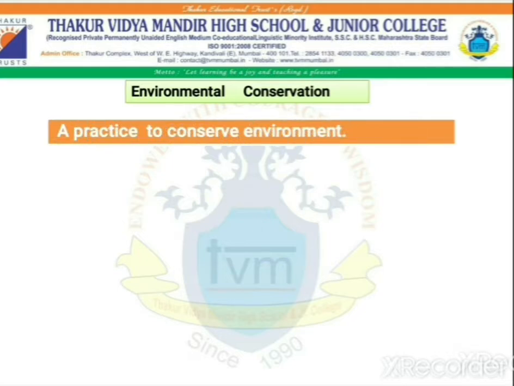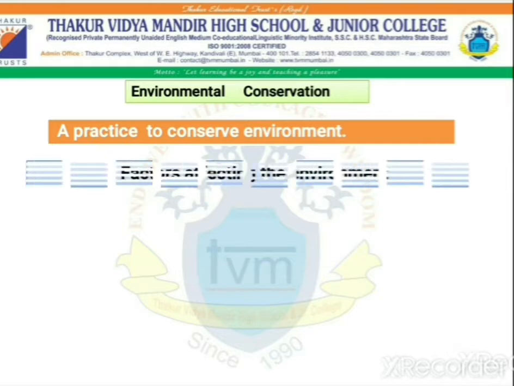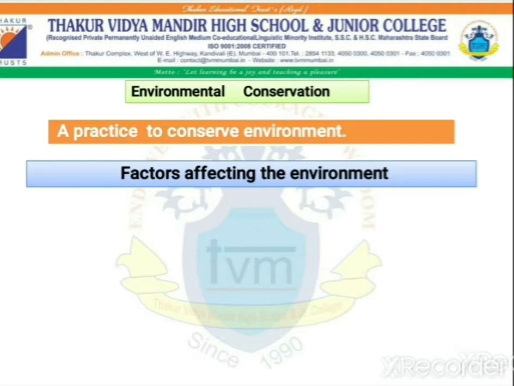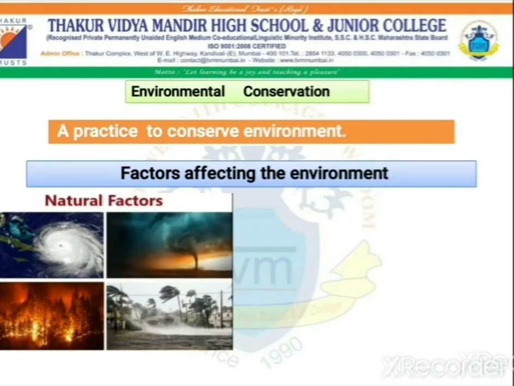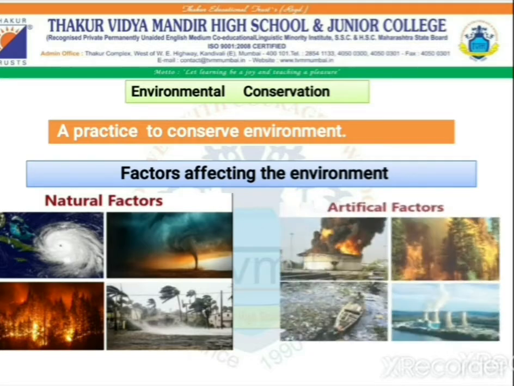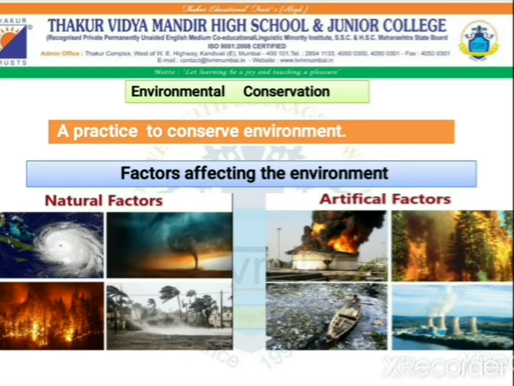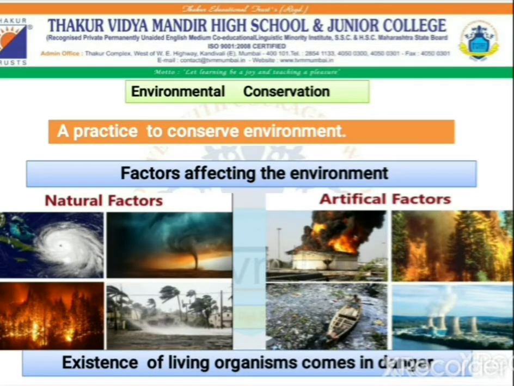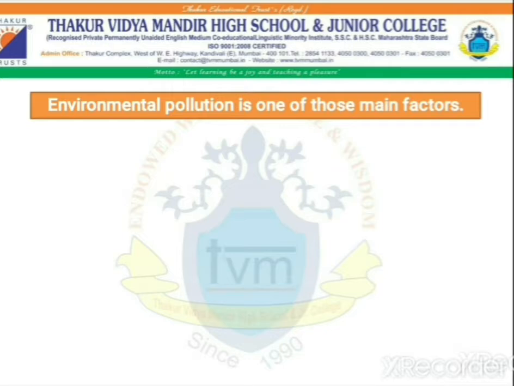So, environmental conservation is a practice to conserve the environment, where there are certain factors which affect the environment. These factors are natural factors like tsunami, storm, fire, and various factors which destroy the environment naturally, or artificial factors like sewage, pollution, fires. So there are certain natural as well as artificial factors which affect the environment, and because of this the existence of living organisms has come in danger. Along with this, environmental pollution is also one of those main factors.